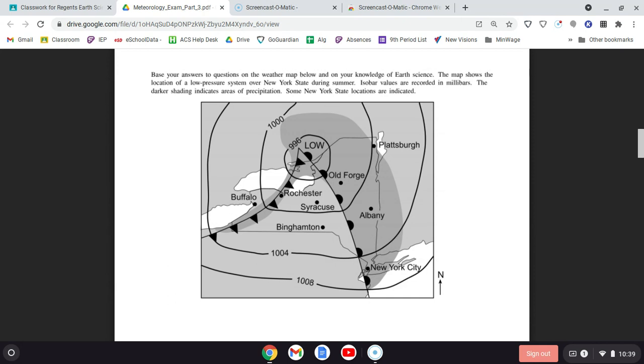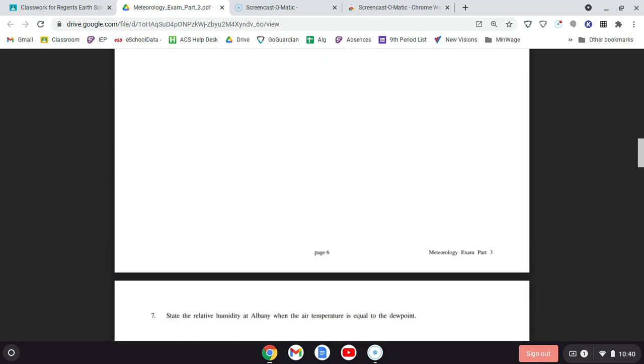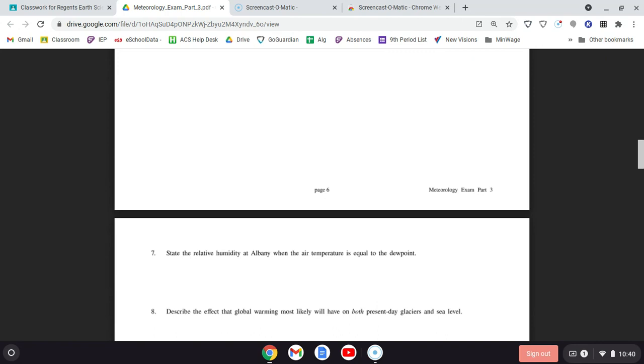We know it's rain, we know it's in summer. And it looks like the barometric pressure is anywhere between 1,000 and 1,004. I'm not sure. This is confusing.